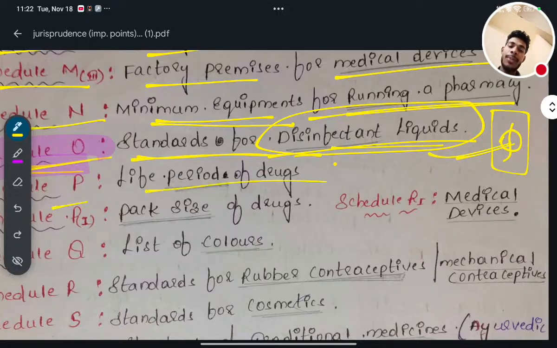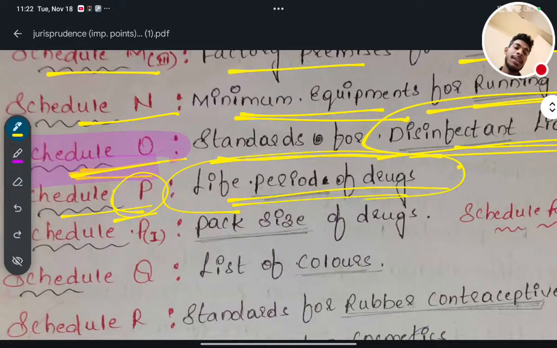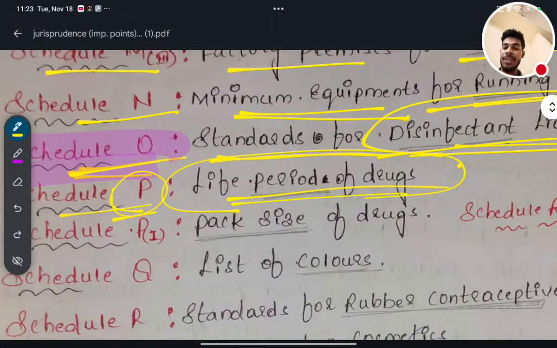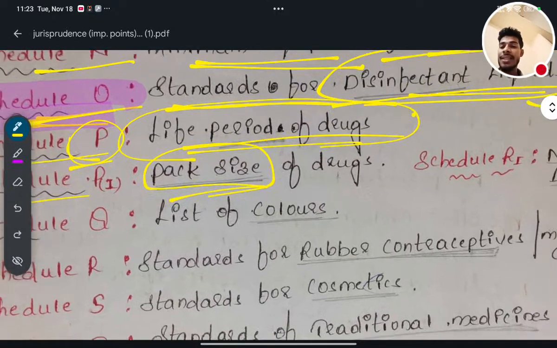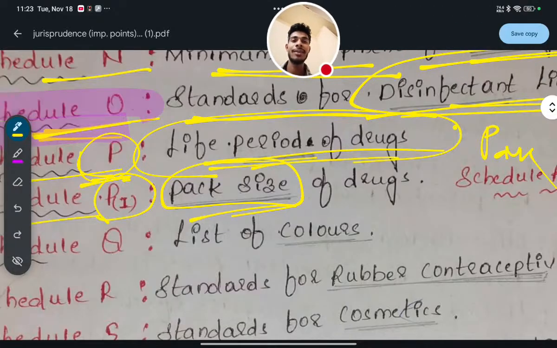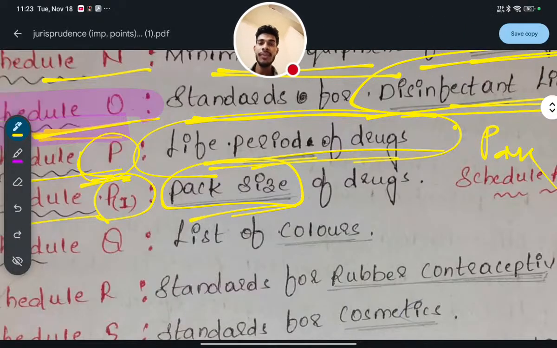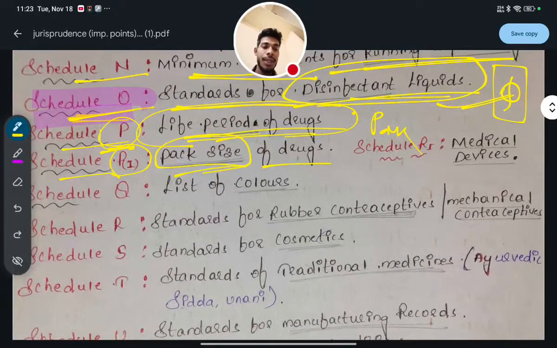Schedule P, life period of drugs. P for period. So life period, that is expiry date, manufacturing date and everything comes under Schedule P. Schedule P1, pack size. P1 comes under pack size. See, P is for period, but when a 1 comes along with it, the first alphabet is A. Yes or no? So P A, PA means pack size. Simply you will remember like this. Pack size of drugs, Schedule P1.